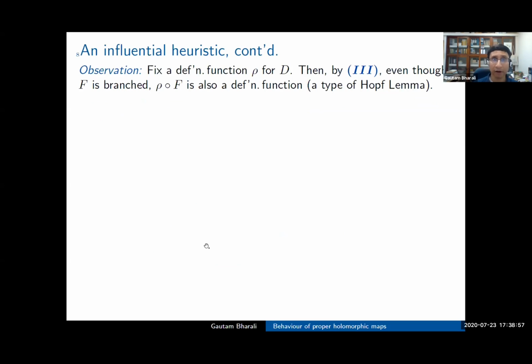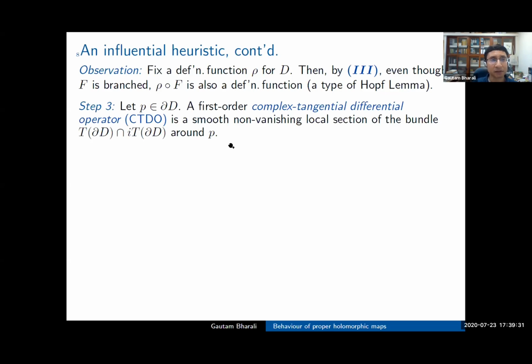Okay, all right. Now here's a simple observation. I need that to make sense of the next step, which is that properness is a good behavior constraint, so that if rho is a defining function for D, then the function rho composed with F is also a defining function. Okay, it remains a defining function. So this is some type of a Hopf lemma. All right. So this is not hard.